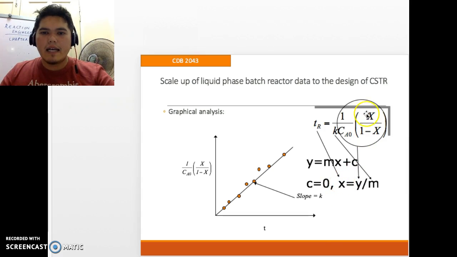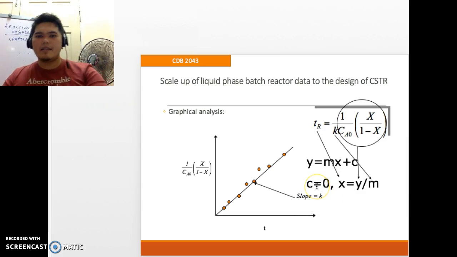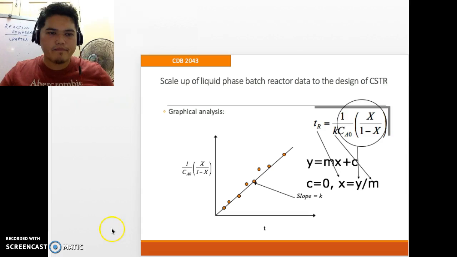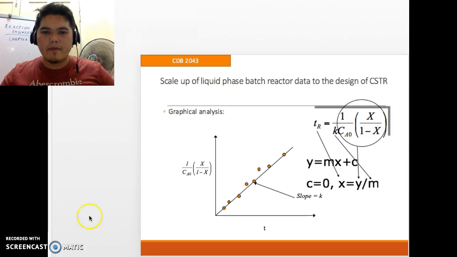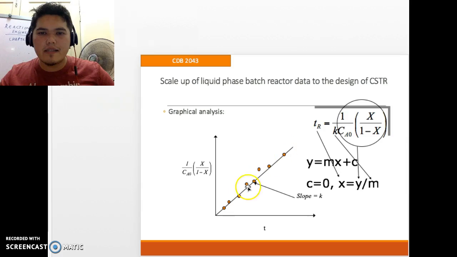And then the 1 over CA naught times X divided by (1 minus X) becomes your Y. And your K value becomes your M, as long as you arrange that time is here and 1 over CA naught X over (1 minus X) is here. But when we change the scale, the axis, then the slope will become 1 over K, as simple as that. So you need to be very careful where the time is put, whether it is on the x-axis or on the y-axis. If it is put on the y-axis, then 1 over K is the slope here. Okay.